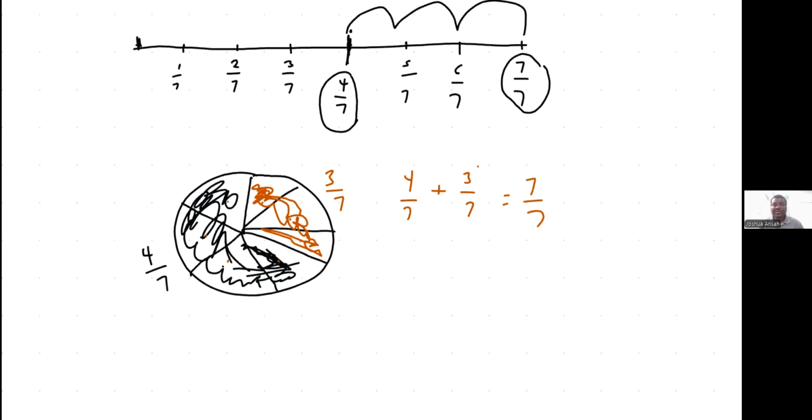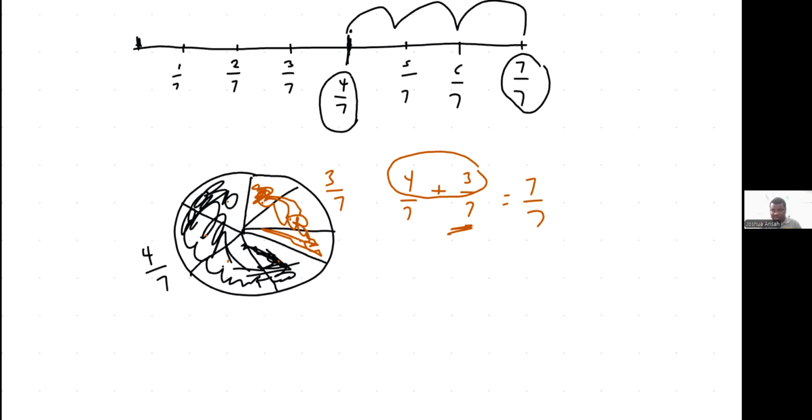You add the numerators and then you maintain one of the denominators. So that is addition of fractions with like denominators, with the same denominators. If the denominators are the same, the bottom numbers are the same, you add the top numbers, the numerators, and then you maintain one of the denominators.